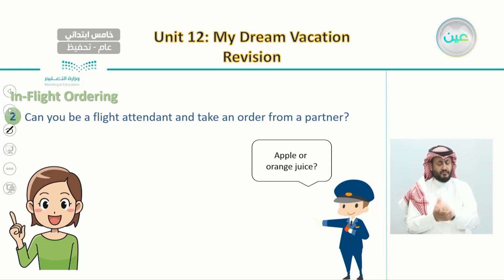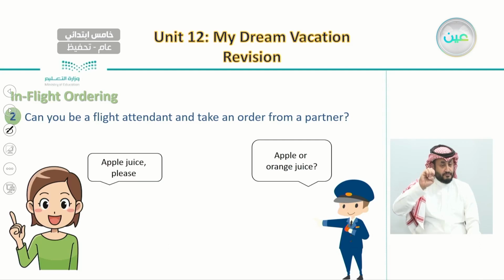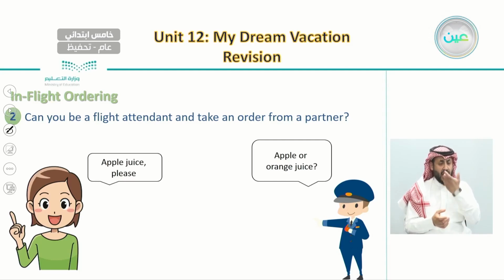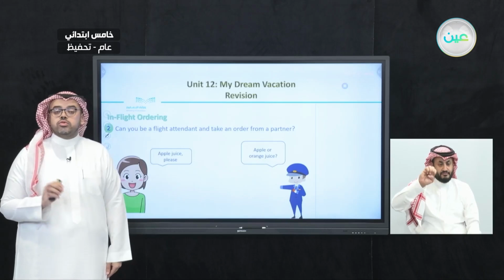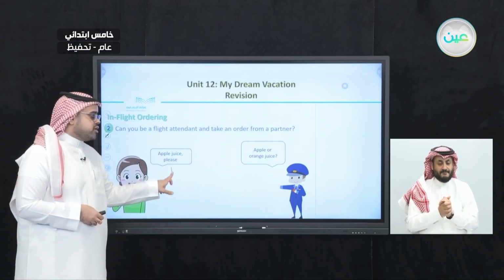After you listen to the answer from the passenger, you can give the passenger options, like apple or orange juice. You said you want some juice. Okay, would you like orange or apple juice? And if you are playing the part of a passenger, you may answer like this: Apple juice, please. You choose the kind of juice you like, and as a passenger you always end your sentences with the word please.